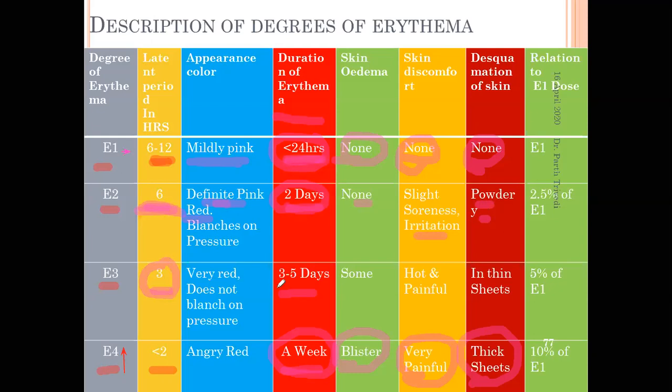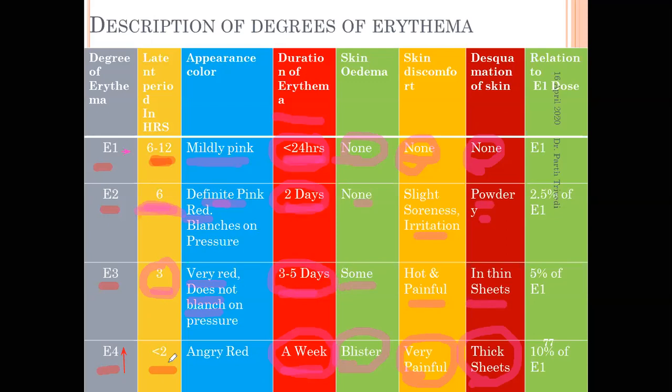कब तक erythema रह सकता है? For 3 to 5 days. And those two, E1 and E2, were more on pinkish color. E3 will be much more on reddish color. Yes, and obviously being we have increased the dosage, some edema will be there. It will be painful and it will be in sheets.